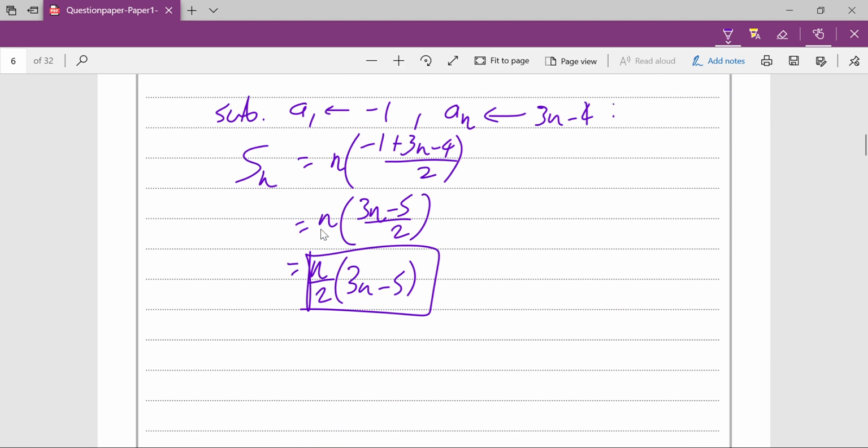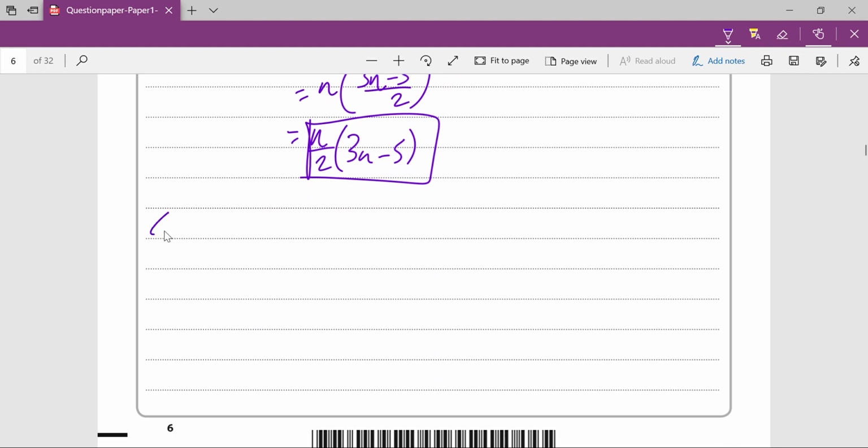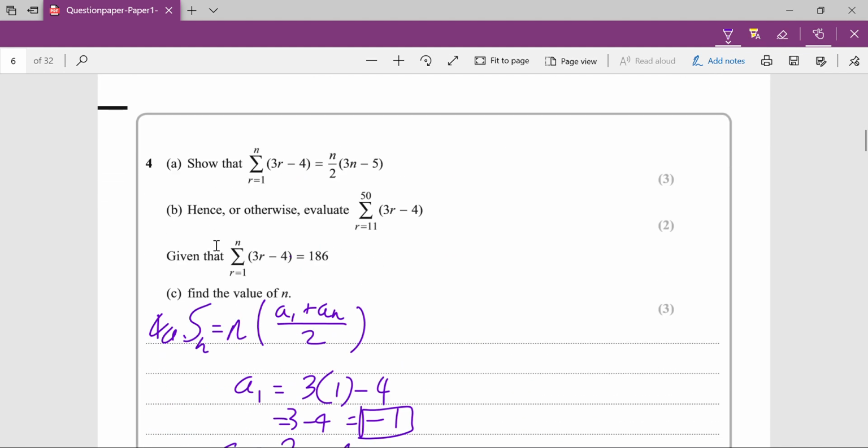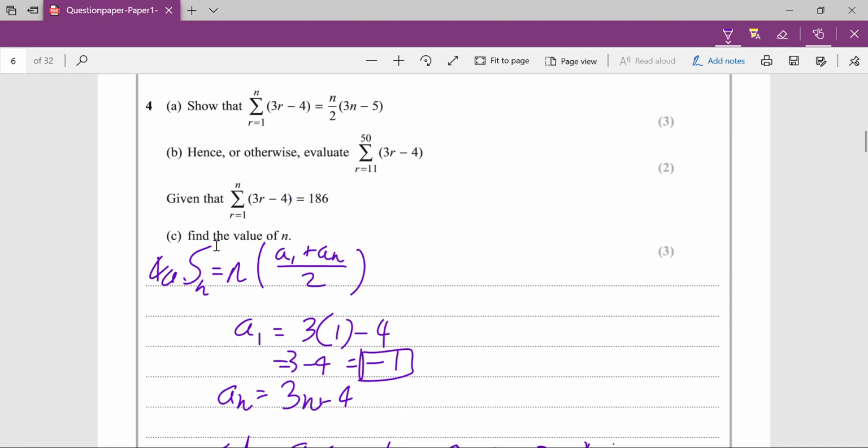Or in actual fact, let's do the hence method, because that would be more likely to be on the mark scheme. So anyway, what I think they're expecting you to do is express this as the sum from r is 1 to 50, subtract the sum of r is 1 to 10, so that you are left with just 11 to 50 and not the first 10 terms.